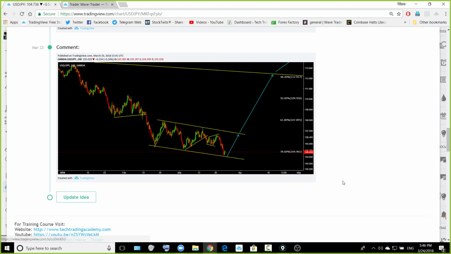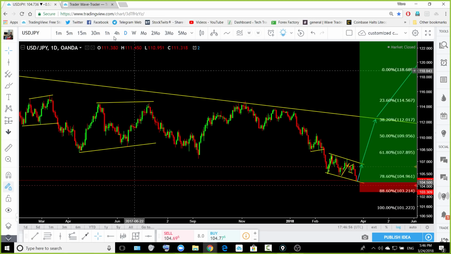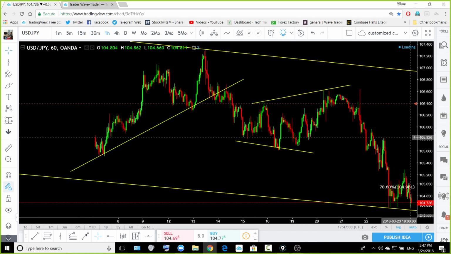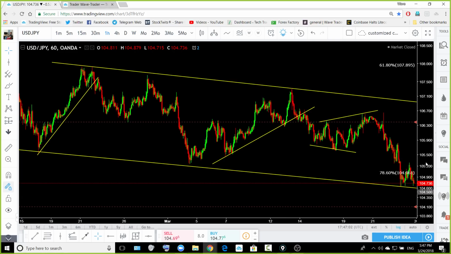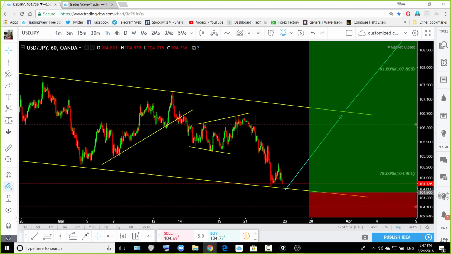All right, so this is what we are looking for. Euro, dollar, yen to go back up. All right, so lower time frame. Currently, it is bearish for short term.